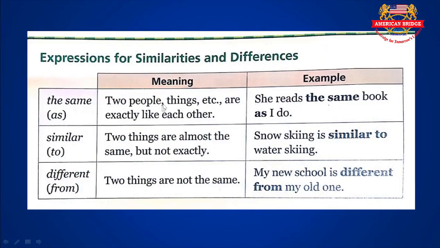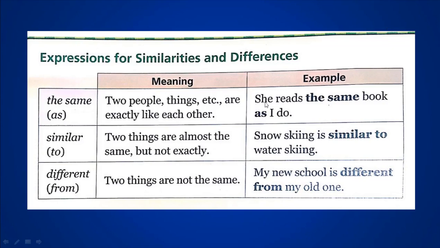Okay, so these are some expressions that you see in your book on page 89, everyone. You see, the same as means two people or two things are exactly like each other. And similar to means two things are almost the same but not exactly. And different from means two things are not the same.